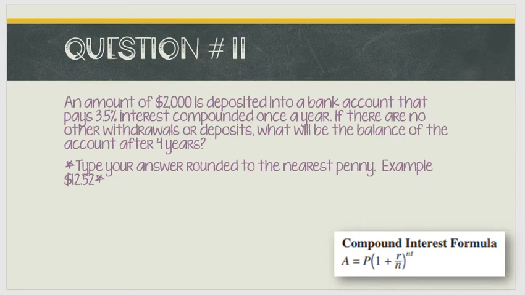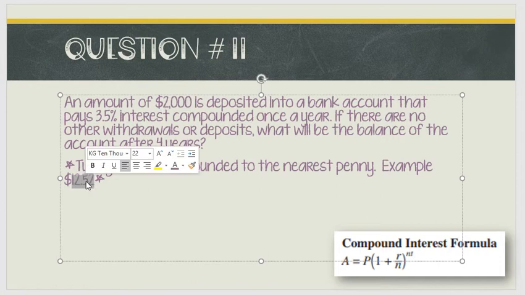Question number 11. An amount of $2,000 is deposited into a bank account that pays 3.5% interest compounded once a year. If there are no other withdrawals or deposits, what will be the balance of the account after 4 years? We want to type our answer rounded to the nearest penny. So an example would be like $12.52. Okay, we're answering like the problem has given us dollars, so we want to make sure that we're putting things in terms of dollars in our answer.